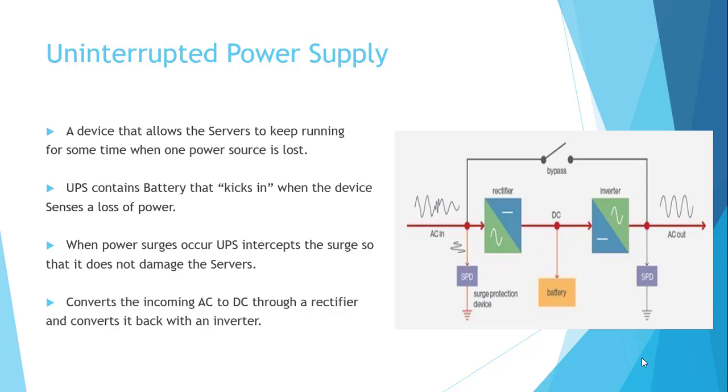Apart from acting as a battery backup, UPS has an important role of suppressing the power in case of a power surge. When the power surge occurs, UPS intercepts the surge so that the surge doesn't damage the servers or the assets which are installed in the server room. The UPS power is then transferred to the DC PDU.